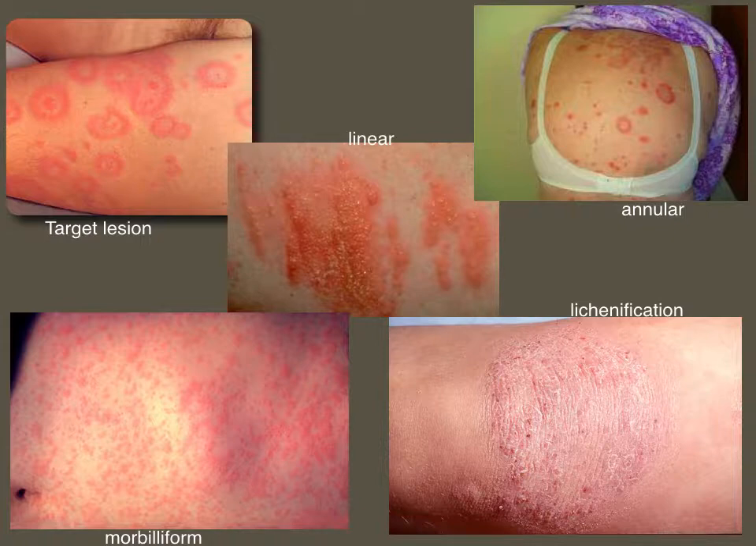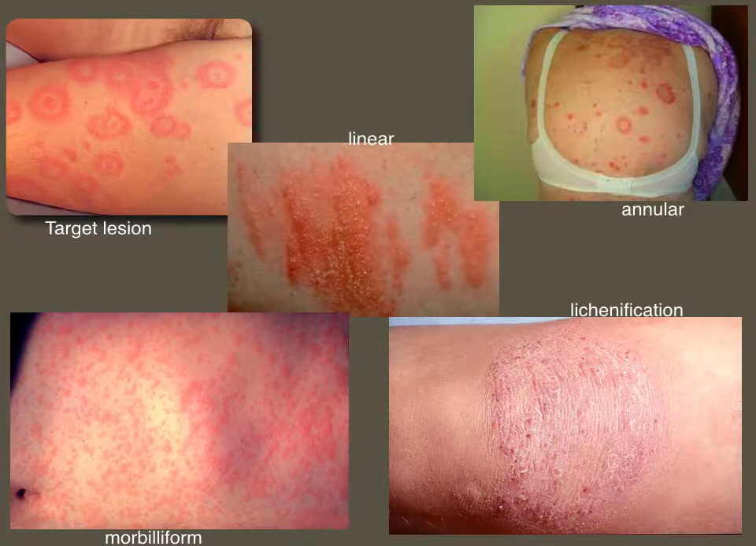The upper right-hand corner is a picture of an annular lesion, and annular is another term for ring-like. So those are round, sort of ring appearance lesions. And the bottom right is a picture of lichenification, which you can see is a very thickened scaling of the skin, which sometimes happens in severe cases of eczema. Not only is it thickened, it's very rough, and it has a chalky appearance.